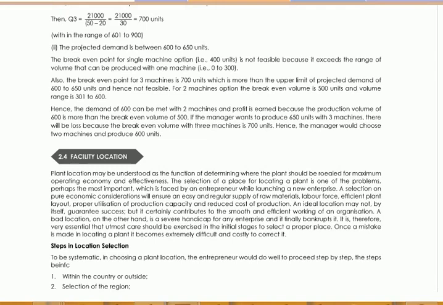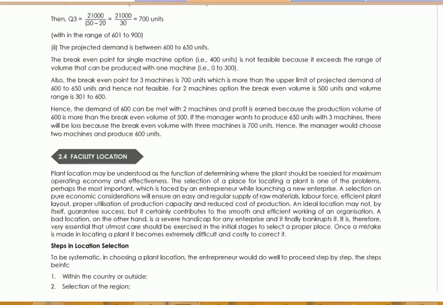Now the real question arises: if the demand is 600, whether it is feasible to use two machines, and if the demand is 650, whether it is feasible to use two machines. Means the number of machines will be the same for the lower demand, that is 600, as well as for the higher demand, which is 650.